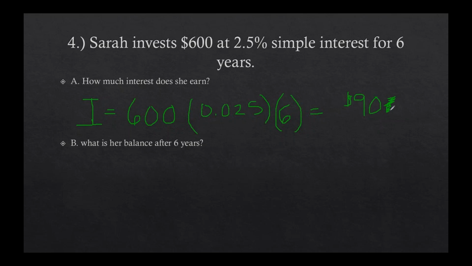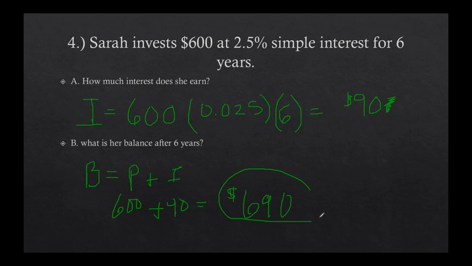So we get to part B. What is her balance after 6 years? $690, exactly. So if we want to find our balance, we're taking our principal and we add our interest. So our principal is 600, our interest is 90, and that leaves us with an ending balance of $690 at the end of 6 years. All right.